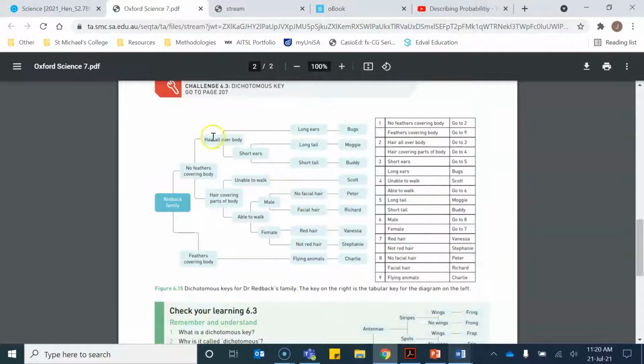So if it had hair all over its body, then we can see, does it have short ears or long ears? If it has short ears, we follow this branch. If it has long ears, we follow this branch, and so on until we can classify each of those family members.